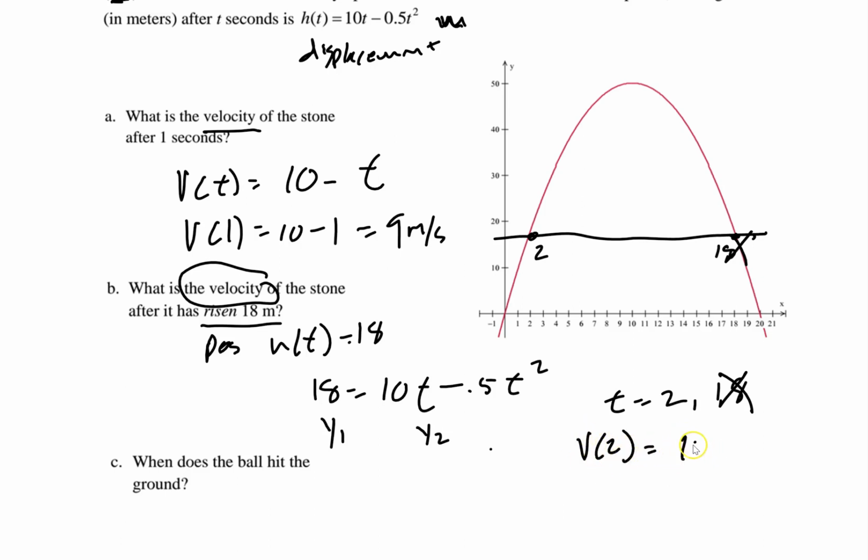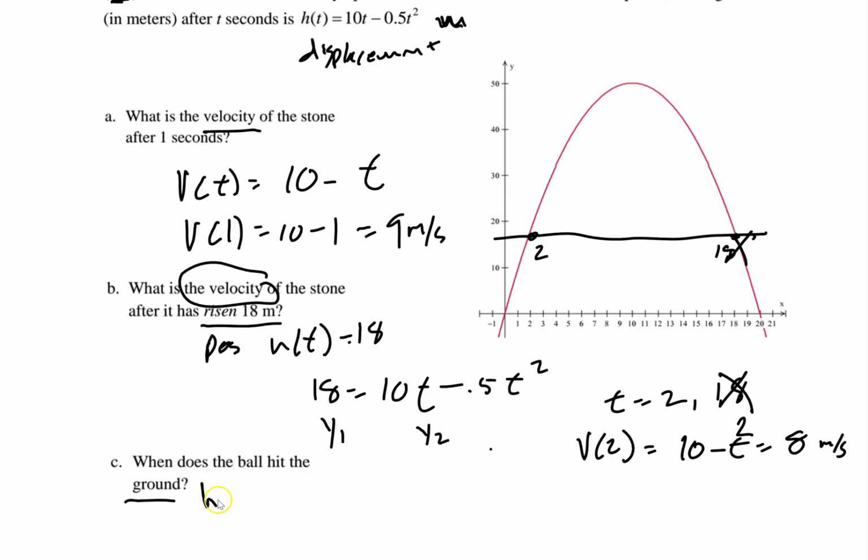So my velocity is 10 minus t. So 10 minus 2, or 8 meters per second. So it's going 8 meters per second when it has risen 18 feet. When does the ball hit the ground? So ground, again, notice how it hit the ground. That's position. We're not talking about how fast it's going or anything. It's come out, where is it at when it hits the ground?